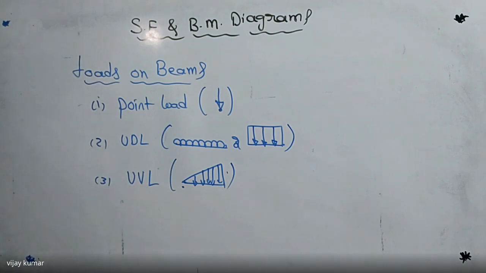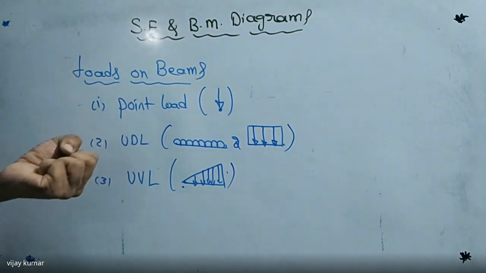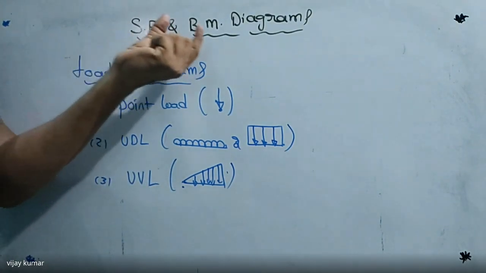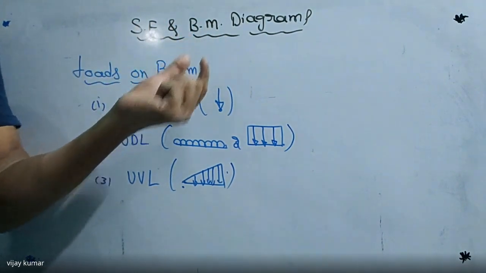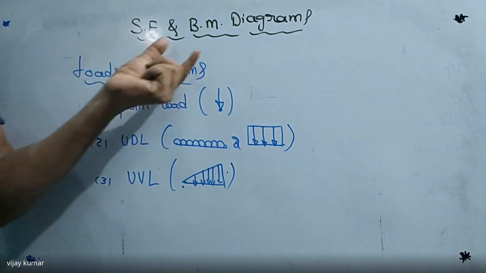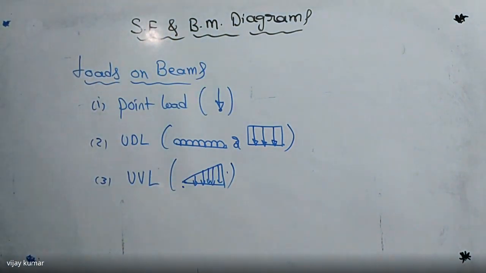So these are the types of loads which act on the beams. Now all are clear. The definition of beam is over, the types of beams are over, the supports of the beams are over, and the loads which act on the beams are also over. Now we are going to find, first of all, what is the shear force and what is the bending moment. How to define shear force and how to define bending moment. What is the sign convention of shear force? What is the sign convention of bending moment? I'm going to explain to you.